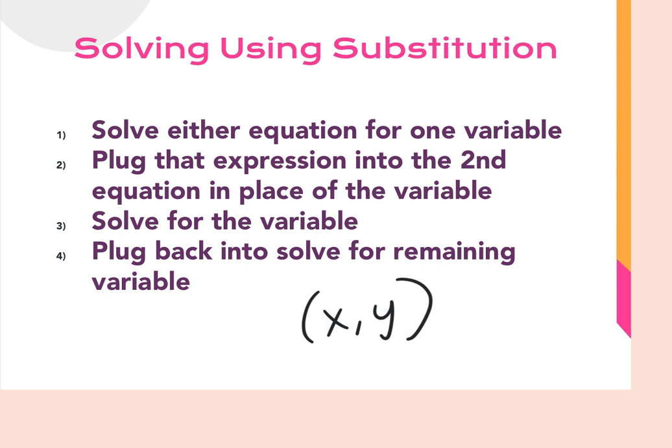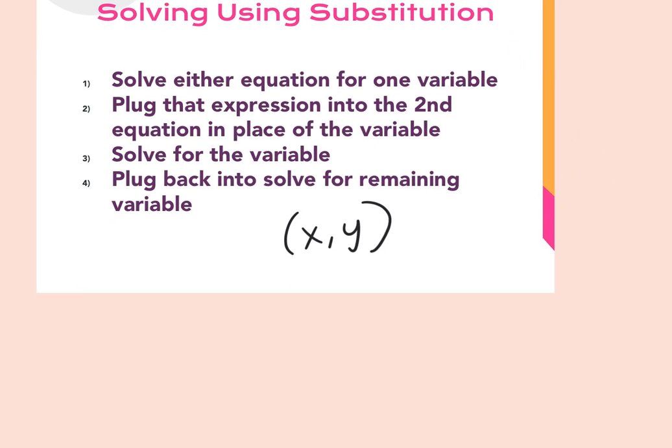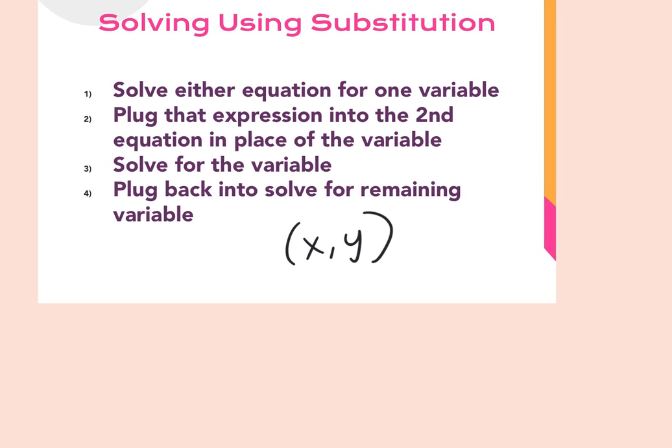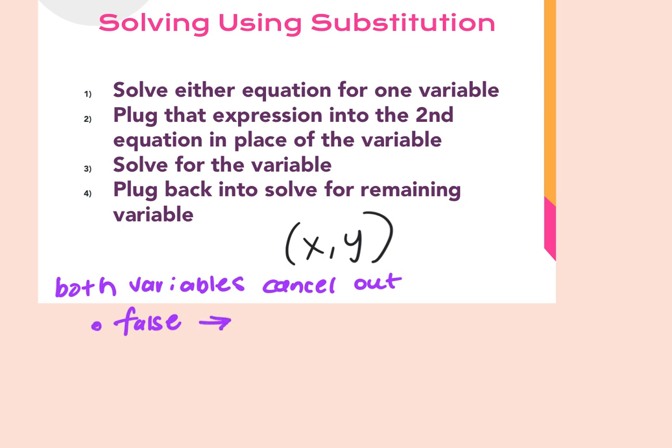So there are special cases with substitution, okay? There's two actually. One is all real numbers and one is no solution. The no solution on a quadratic will happen when you try to square with the negative number. But the no solution on two lines happens if both variables cancel out, and what's left is false. If that happens, there's no solution.